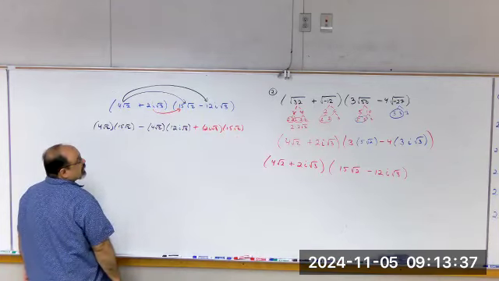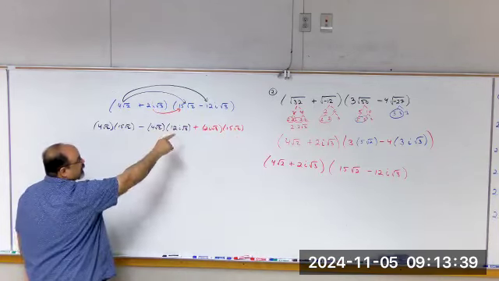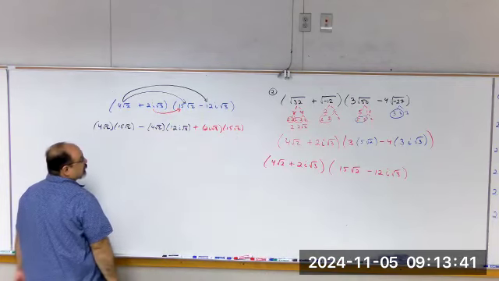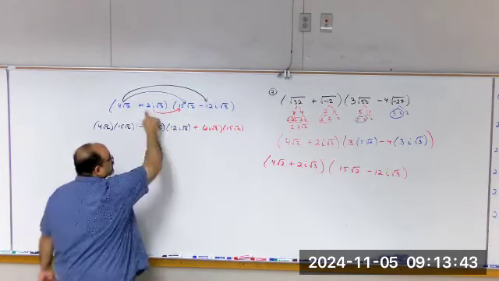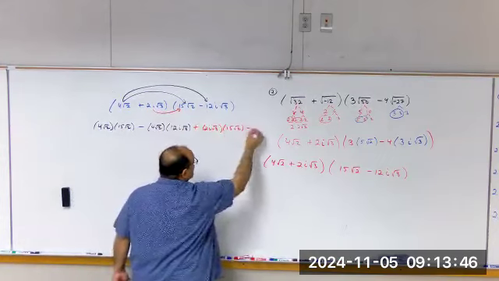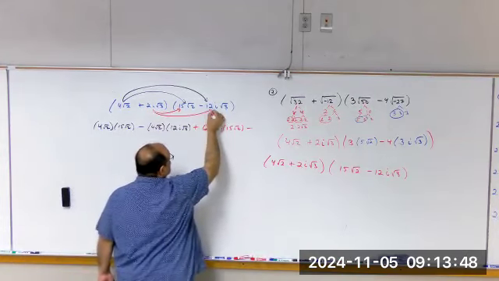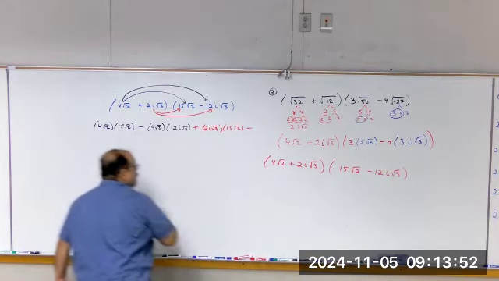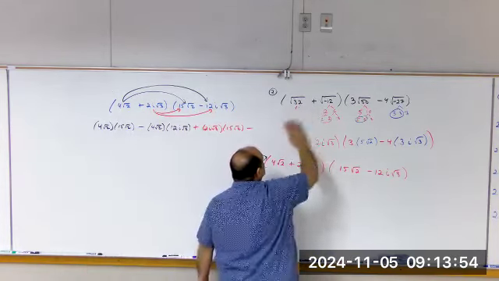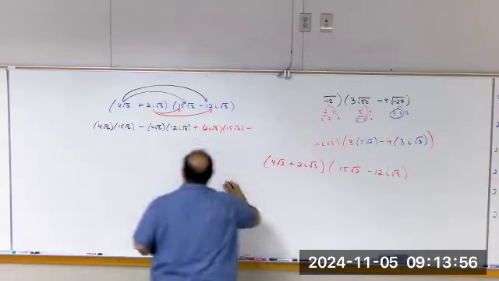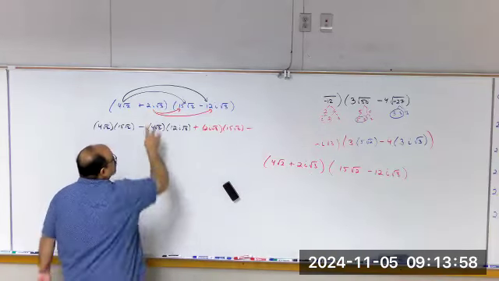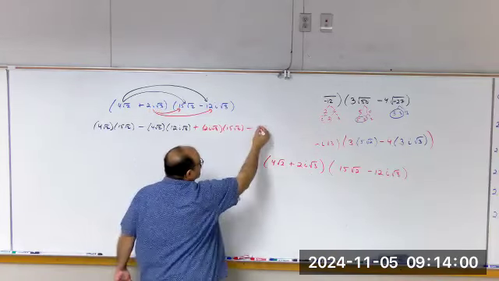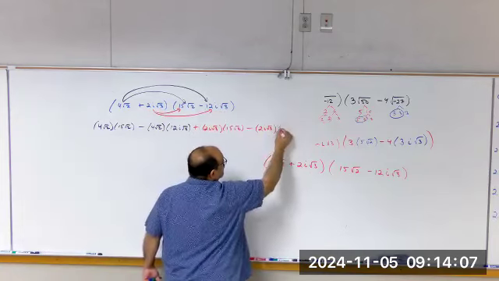And when you do last times last with complex numbers, this is where it gets a little tricky. A positive times a negative is going to be a negative. Positive times a negative. And you're going to have 2i square root 3 times 12i square root 3.